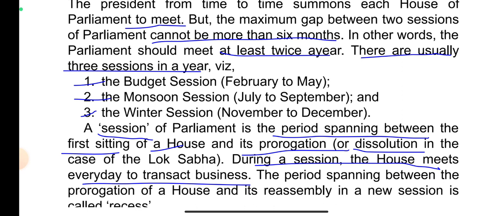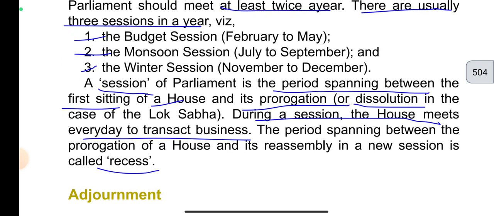First is the budget session February to May, then the monsoon session July to September, and then the winter session November to December. A session of parliament is the period spanning between the first sitting of a house and its prorogation or dissolution in the case of Lok Sabha. During a session, the house meets every day to transact business. The period spanning between the prorogation of a house and its reassembly in a new session is called recess.